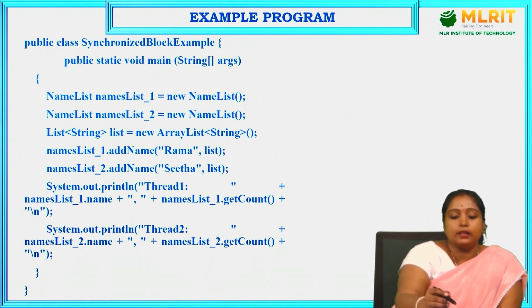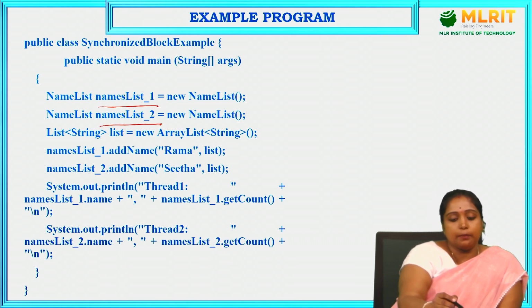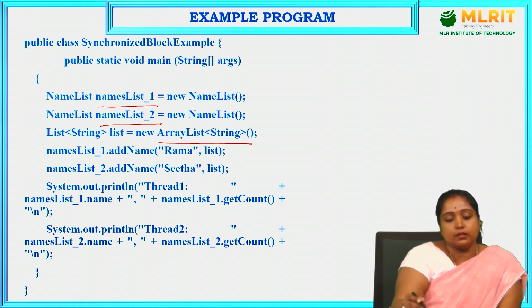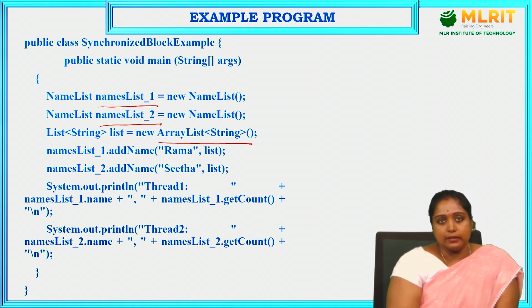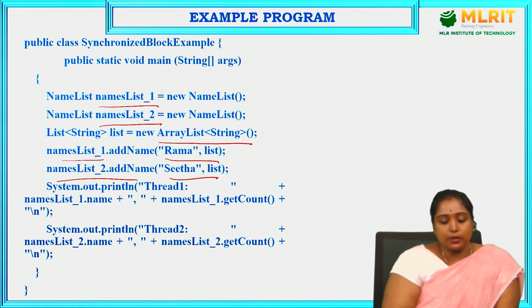And here is my main. I am creating two lists, names1 and names2. I am creating a list of ArrayList, creating an object for ArrayList, and I am entering in list 1. I am adding Rama into list 1 and list 2. I am entering Sita to the list and thread 1.